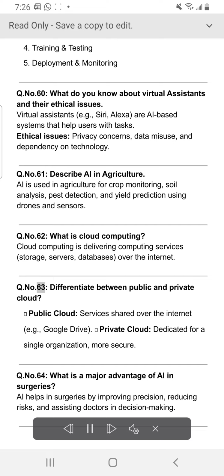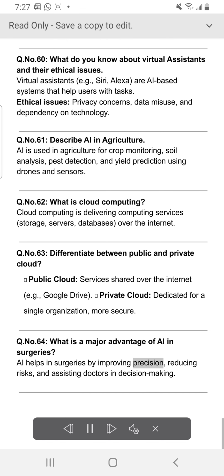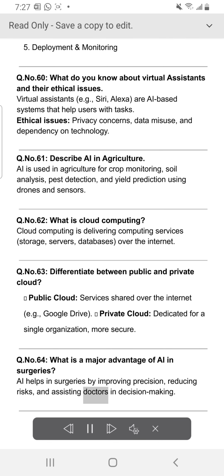Q. Number 63. Differentiate between public and private cloud. Public cloud: services shared over the internet, e.g., Google Drive. Private cloud: dedicated for a single organization, more secure. Q. Number 64. What is a major advantage of AI in surgeries? AI helps in surgeries by improving precision, reducing risks, and assisting doctors in decision-making.